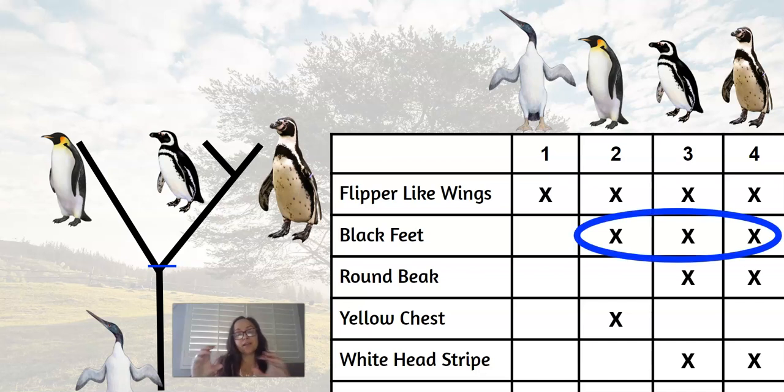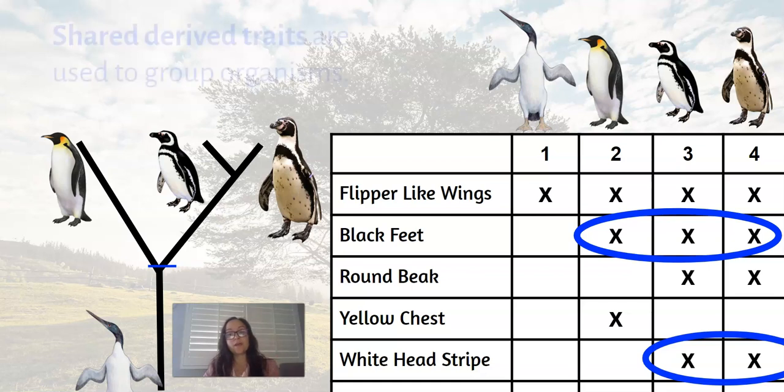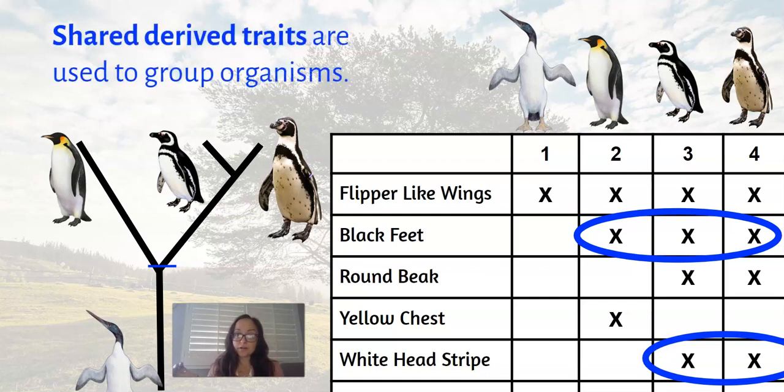Here we have these black feet or a white head stripe, and these are called shared derived traits, and they're used to group organisms. You can see in species 1 right here, it does not have black feet, but the other 3 do. So black feet can be used to group those 3 together, and that would imply those 3 are separate and have a common ancestor that had black feet.